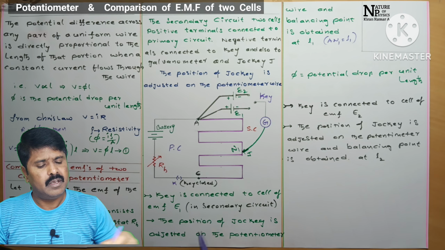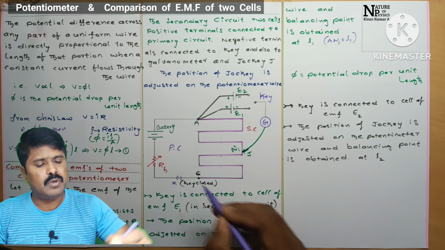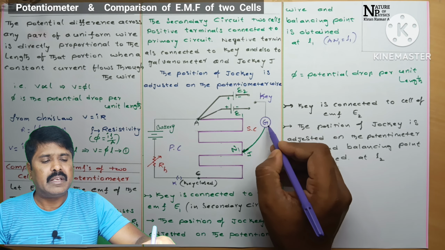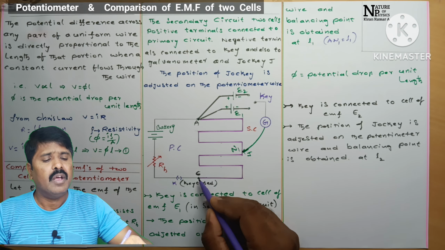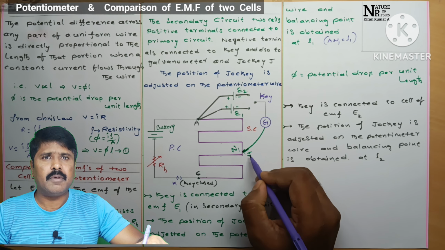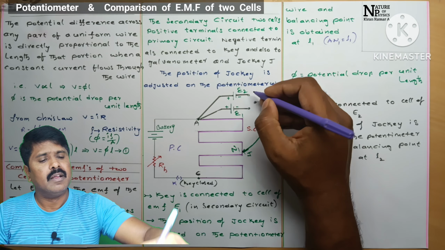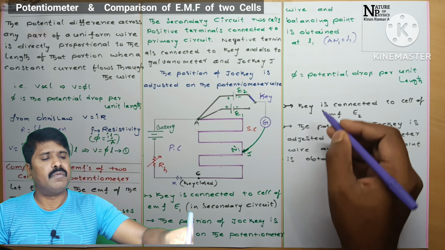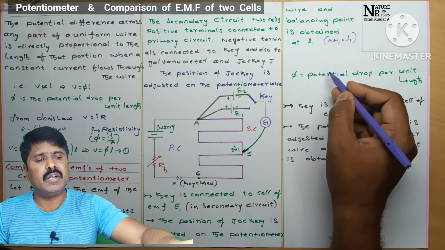The position of the jockey is adjusted on the potentiometer wire from A position to C position. The balancing point is obtained in the galvanometer. The galvanometer shows zero deflection while moving the jockey from A to C at a particular position N1. Now this is the closed circuit, so I have to connect here. This key is connecting to the second circuit for this second one. The first one is already completed, so I will give you the derivation.